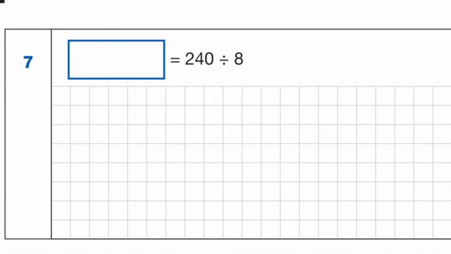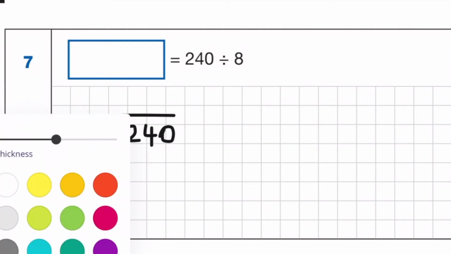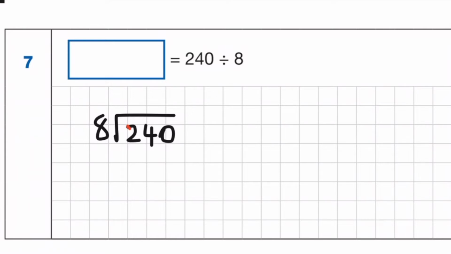Question 7 is another division question, and 8 is our denominator, so it'll be on the outside. 240 is our numerator, so it'll be on the inside. We apply the same rule. How many times does the number on the outside go into the number on the inside? 8 doesn't go into 2, so we cross it out and we write a 0. We carry the little 2 over, so it becomes a 24. 8 goes into 24 3 times, and we write a 3. And then 8 doesn't go into 0, so we just write 0. So our answer is 30.